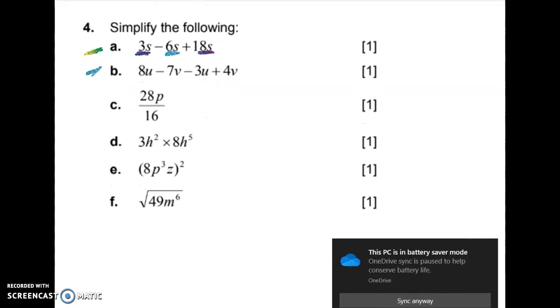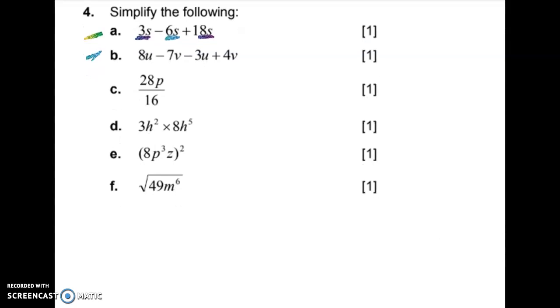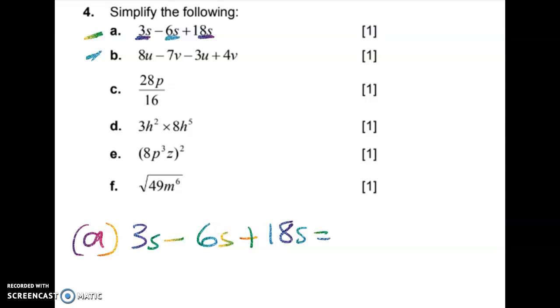So let's get rid of the message about the battery on the laptop being low and look at what we do. So we've got 3s minus 6s plus 18s. So all of these things have got the variable being s. I've got 3 lots of s, take away 6 lots, plus 18 lots. So 3 take away 6 gives me -3, plus 18 gives me 15s.